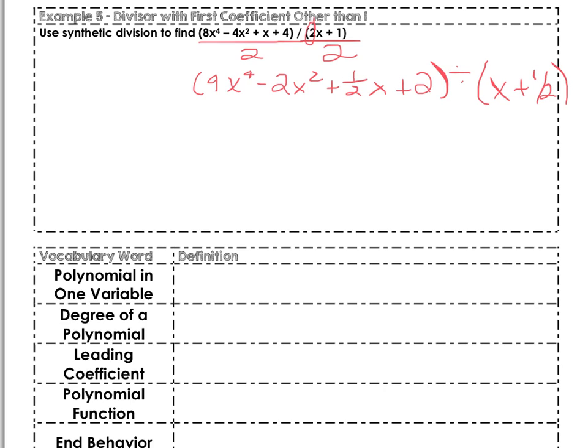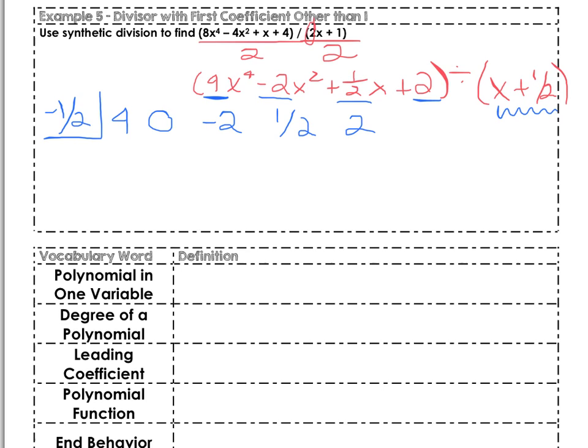That's why we're going to be plugging in negative 1/2 into our synthetic division, because if we set this equal to 0, it will give me my solution or possible solution of negative 1/2. So now these are going to be my coefficients that I plug into synthetic division. Notice the term that is missing is x to the 3rd, which is why I must use a 0, because just because it isn't there doesn't mean it should not be used, okay?